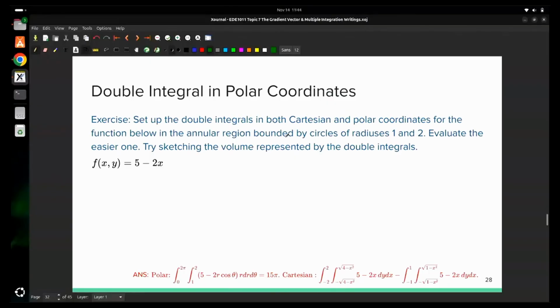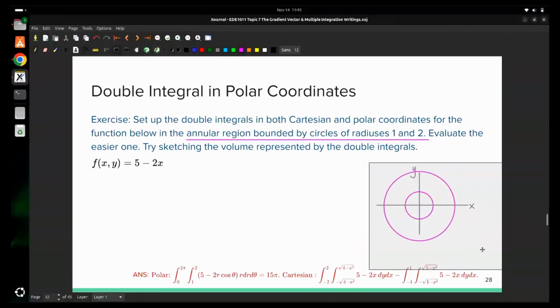So what's the deal here? I always say that you should draw the region. Please draw the region. Let's draw the region. The region is on the plane, in the Cartesian axis. An annular region that is bounded by circles of radiuses 1 and 2. So a circle of radius 1 and another circle of radius 2. Correct or not? This one is my region.